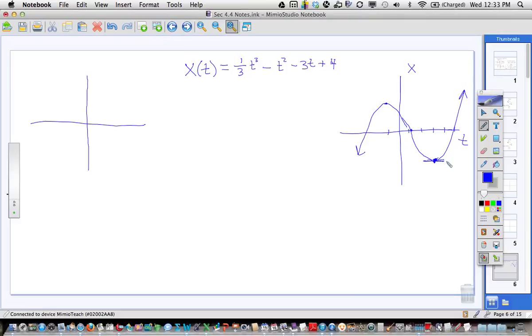Okay, increasing, but the particle's moving back and forth on the x-axis, right? Along the floor here. It's moving horizontal. So what's the particle doing right through here?